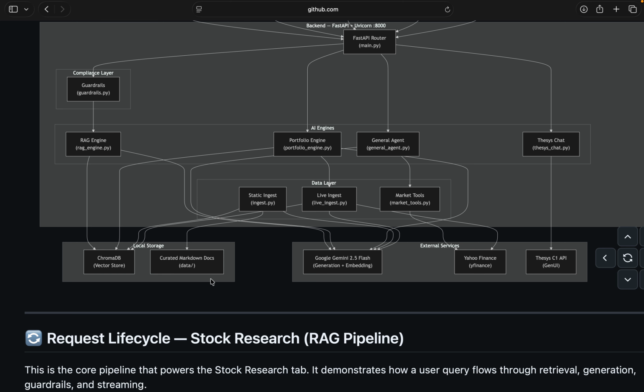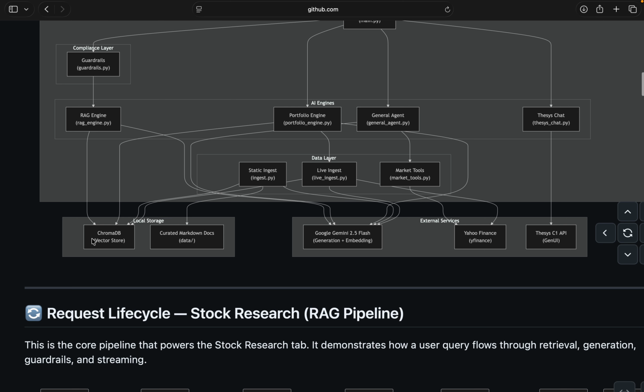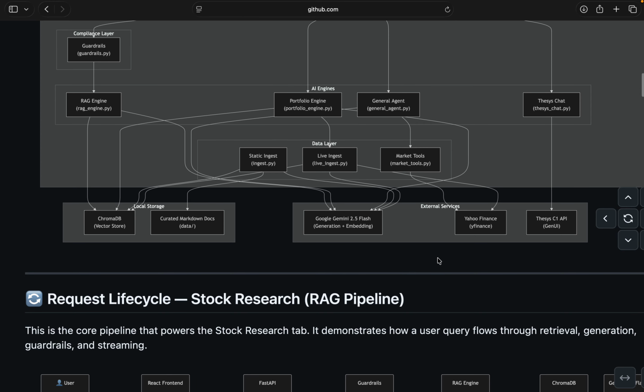For the storage part, we have used ChromaDB vector store, curated markdown docs, and we have used 3 APIs here. First one is Google Gemini 2.5 Flash, Yahoo Finance yfinance, and Thesis C1.